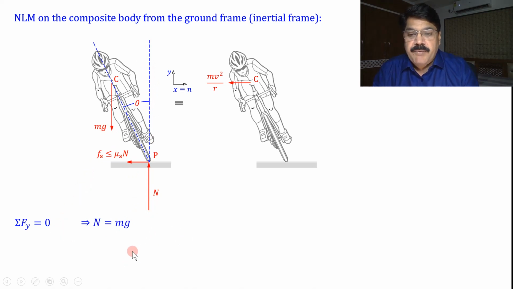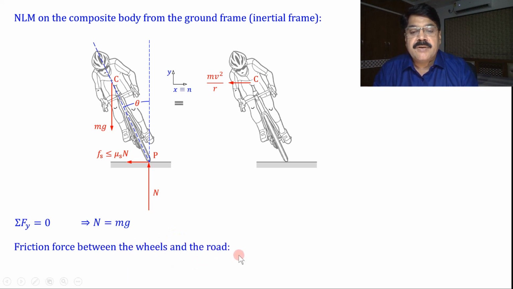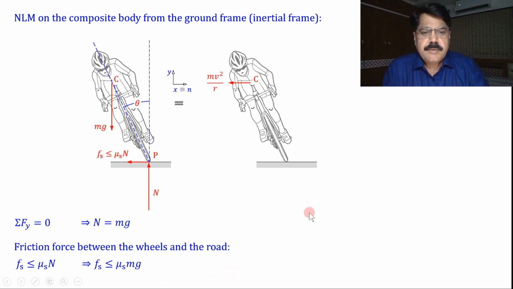One thing, and from here we can write the force of static friction. The frictional force between the wheels and the road, Fs, must be less than or equal to mu s into N, and if you substitute the value of N, you get mu s into mg. So Fs is less than or equal to mu s mg. So that is the force of static friction. Now we can write the equation, summation Fn is equal to m a_n, so that will give us Fs is equal to mv square by r. So Fs is equal to mv square by r.